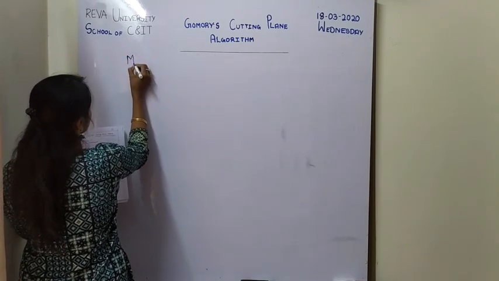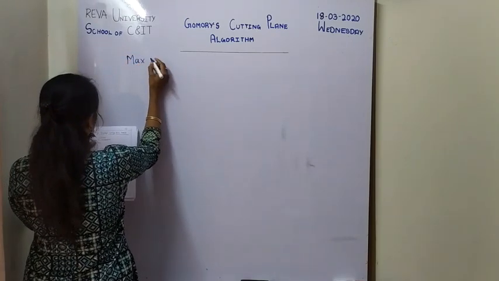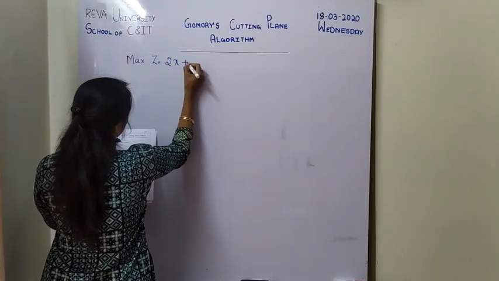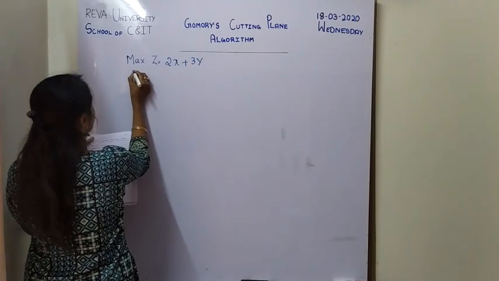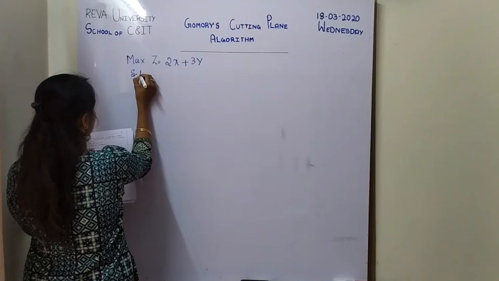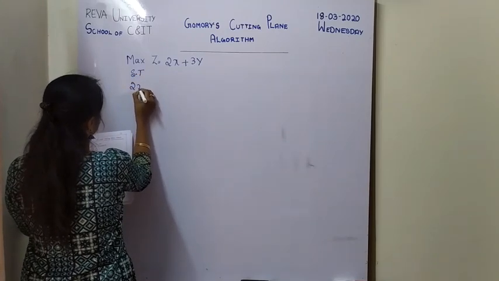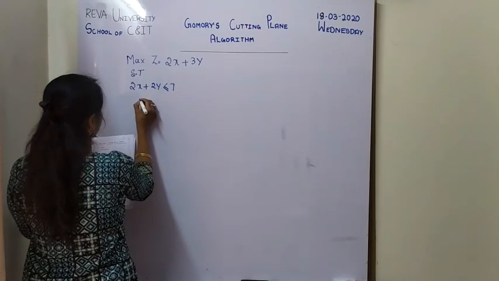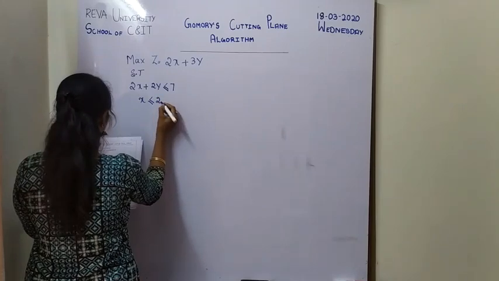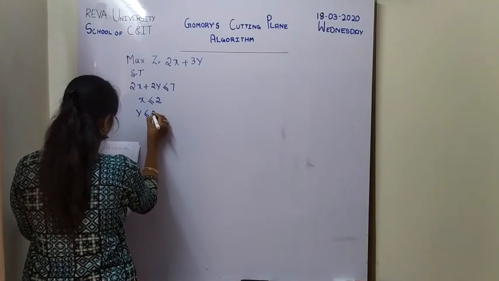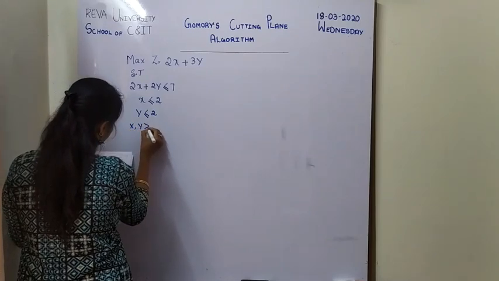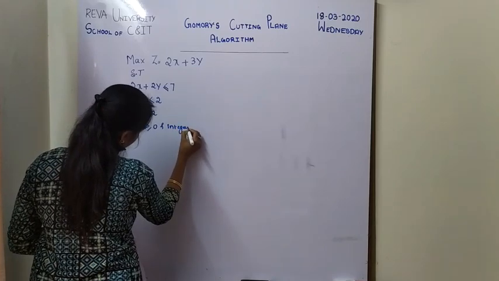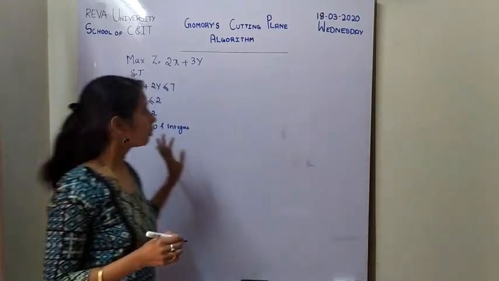Max z is equal to 2x plus 3y, subject to the constraints 2x plus 2y is less than or equal to 7, x is greater than or equal to 2, y is greater than or equal to 2, x and y are greater than or equal to 0 and are integers. So this is my problem.